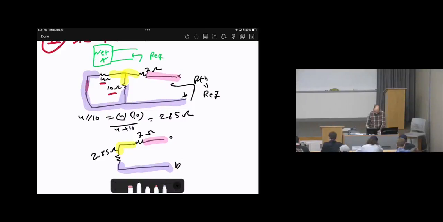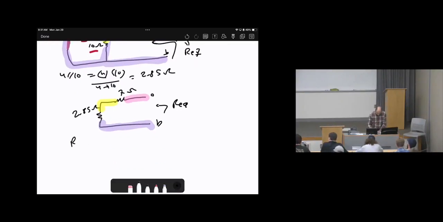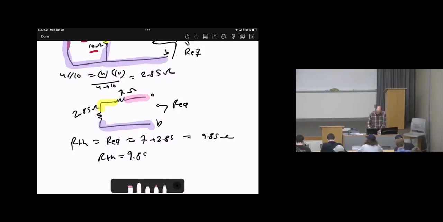Now we still need to calculate our equivalent here. So our equivalent: basically 7 ohms and 2.85 are in series, right? Then our R Thevenin, which is equal to our equivalent, equals 7 plus 2.85, which is 9.85 ohms. So as a result, our R Thevenin is equal to 9.85 ohms. Okay?